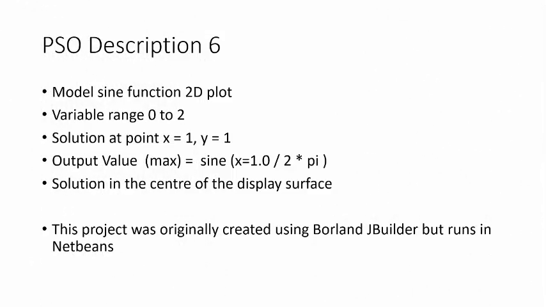Right. So we're solving a sine wave function where the variable range goes between 0 to 2. The solution point is 1 and 1. So we get the maximum, in other words, 0.5 pi upon 2 radians, which obviously gives a value of 1. And that's on the display surface, that is the center of the display. This was originally written in Borland JBuilder, but it runs within NetBeans quite happily.